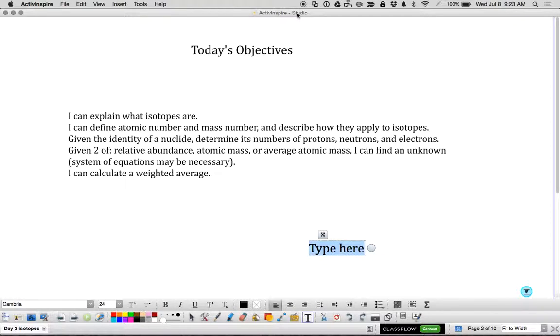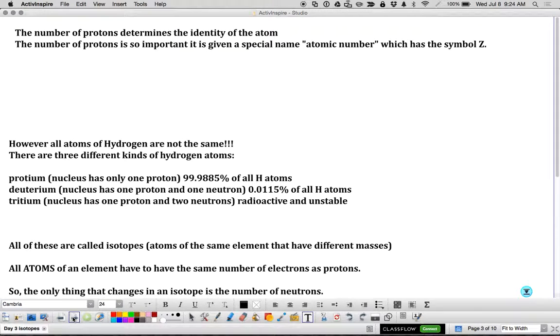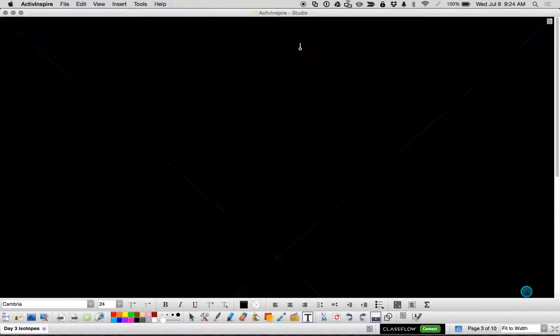Today is all about isotopes. So we're going to cover all these things in a series of videos. I just want to get cracking. All these are on the master document. So we're going to start here. There's a lot of terminology in here that I'm again going to rush through because you can get that from your reading.